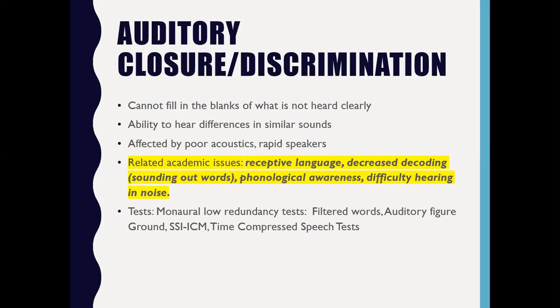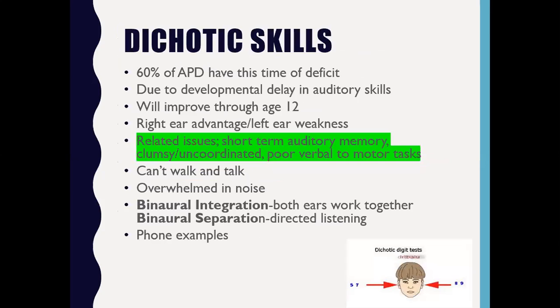We will see this also worse in poor acoustic environments with reverberation and background noise. These students are ones that do have difficulty hearing the difference between words and sounds, so phonological awareness, sounding out word difficulties. They have difficulty hearing rapid speakers. So again, it is tested in one ear at a time, and it's right above the brainstem level as far as going up the neurological pathway.